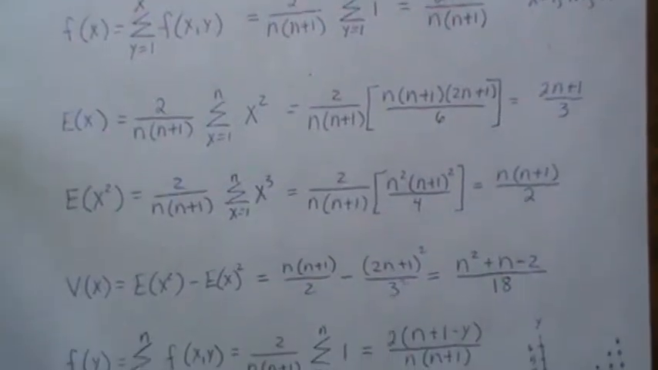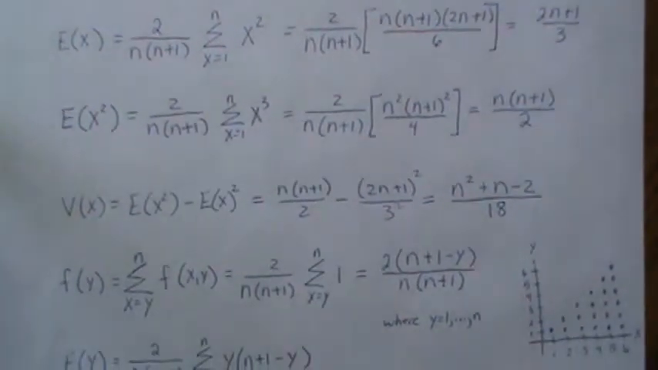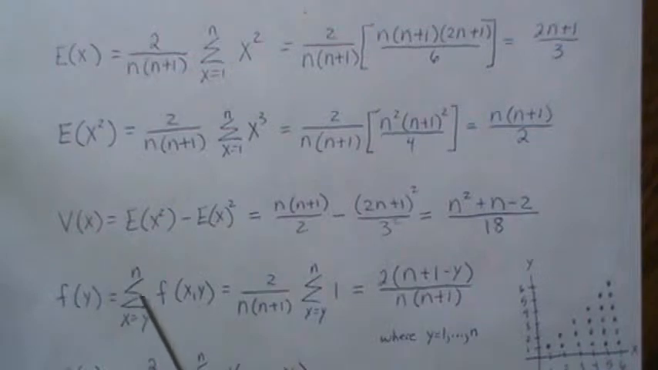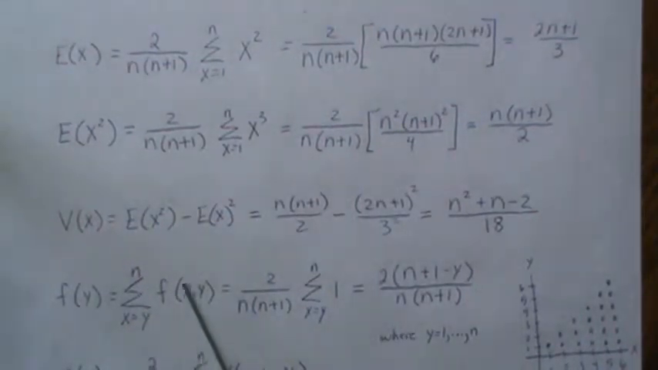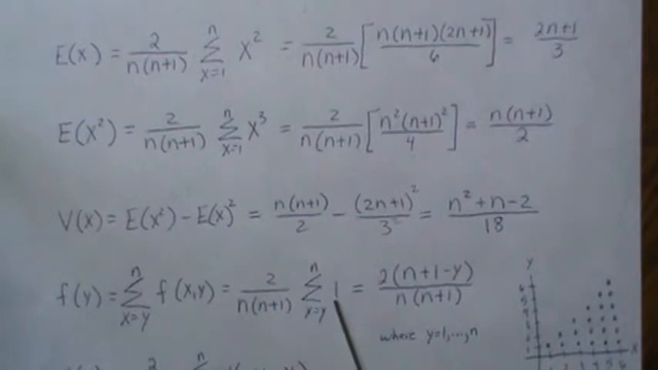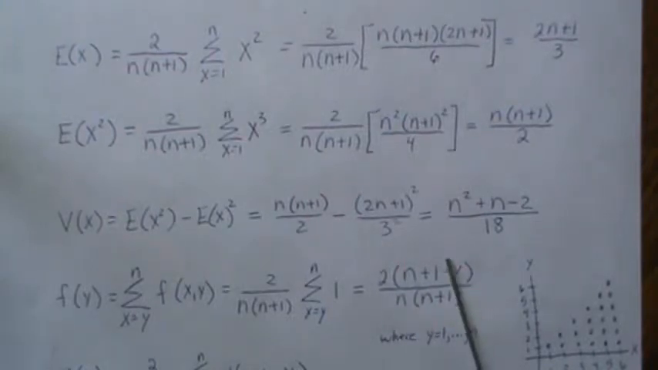Now we need to do the same thing for y. So let's find the marginal distribution of y. We sum over x, and x goes from y to n. I'll show you in a second why that's the case. Let's assume it's true for now of our joint distribution. We take out the constant and we sum from y to n of 1. Let's just add up however many terms there are, and that's n plus 1 minus y. So this is the marginal distribution of y.